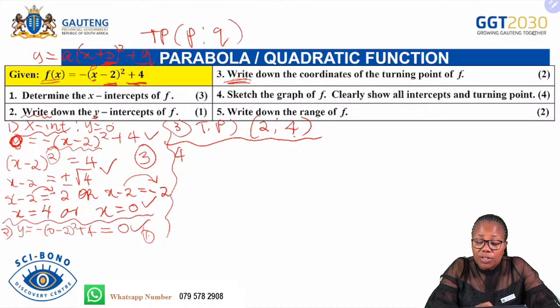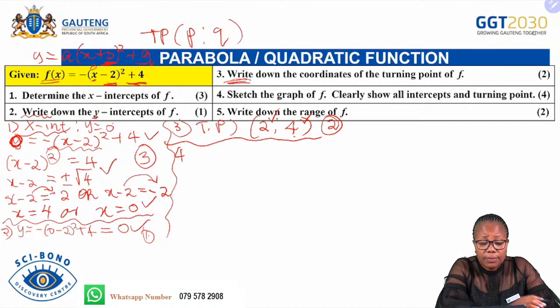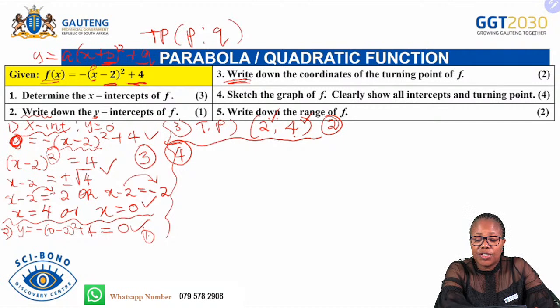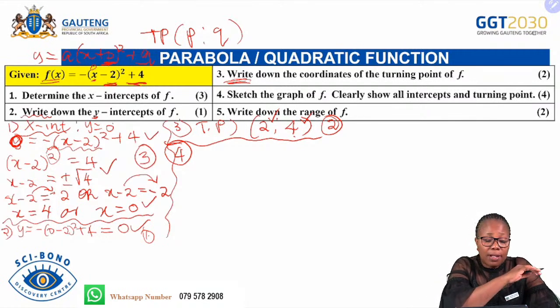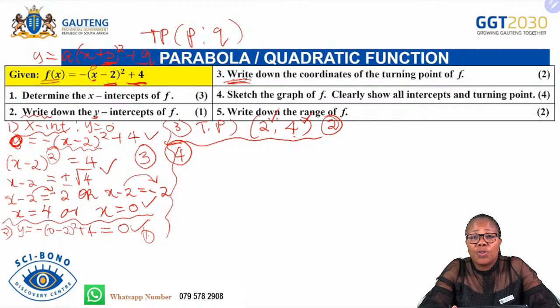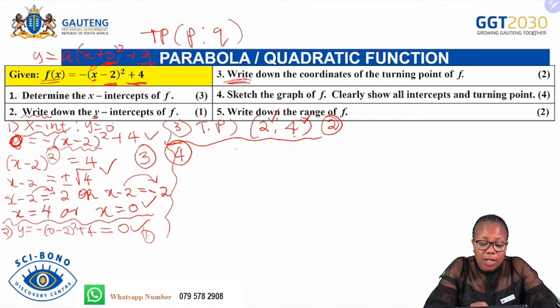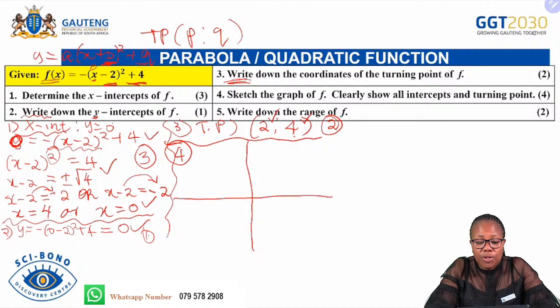Number 4, sketch the graph. For this one, you'll be having 2 marks, 1 each for the intercepts and the turning point. So this will be worth 2 marks. Question number 4, the graph of f. Sketch the graph of f. Clearly show all intercepts and the turning point of your graph. That means all your calculation must now appear on the diagram. Don't assume that you have calculated them somewhere, so we must automatically know which value belongs to which part. So you need to clarify and show all the intercepts and the turning point on the graph.